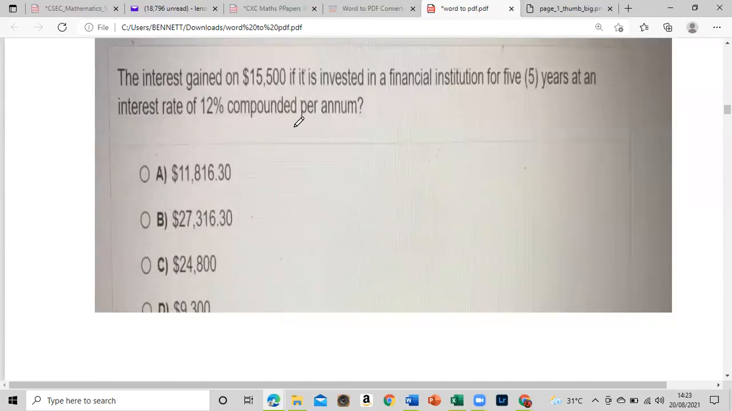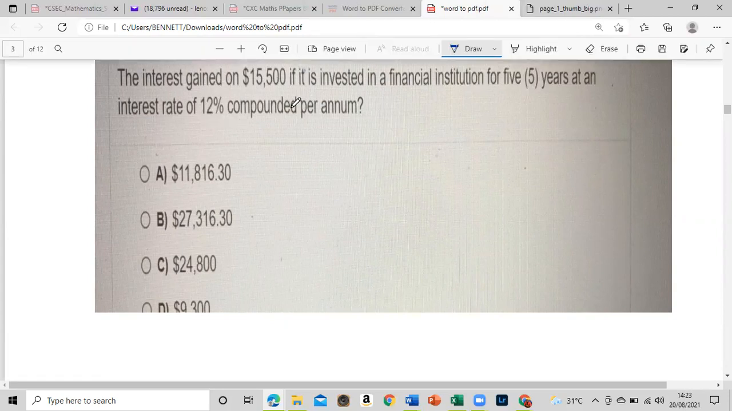The interest gained on $15,500 invested at a financial institution for 5 years at an interest rate of 12% compounded annually. All right. So there's a formula for amount: principal times bracket 1 plus r over n, where n represents the number of times it compounds annually. In this case it's annually, and then you have n times t.